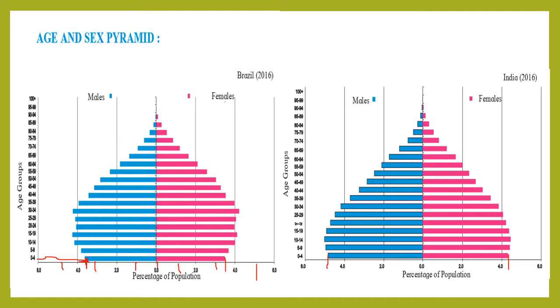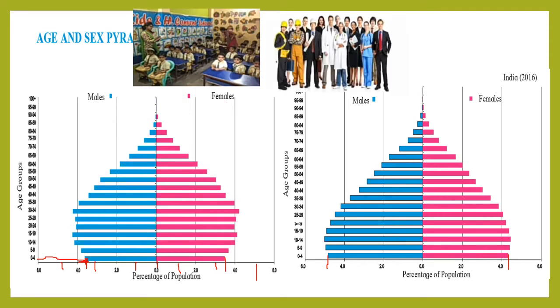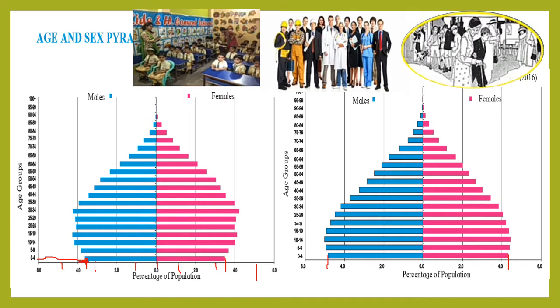The first one is 0 to 15, which is the dependent population. Children come under this age group. Then we have 15 to 59, which is the young population. They are the productive, working population, and therefore they are considered the independent population, meaning small children and old people rely or depend on them. The next age group is 60 and above, which is also considered a dependent population. They are old people who are dependent on young people.